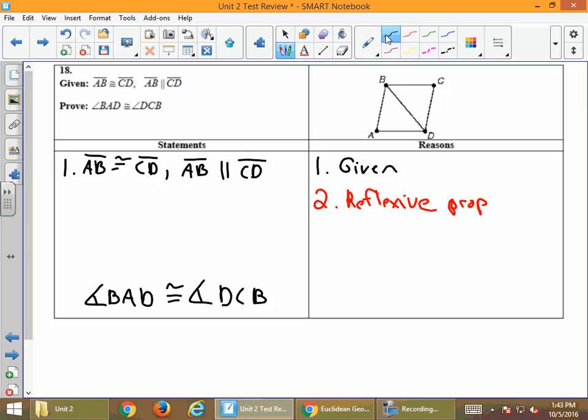Yes, up front. Okay. Yes, alternate interior angles works out as well. You would have that. How did you know it was going to be alternate interior? Parallel. So you have alternate interior as well.